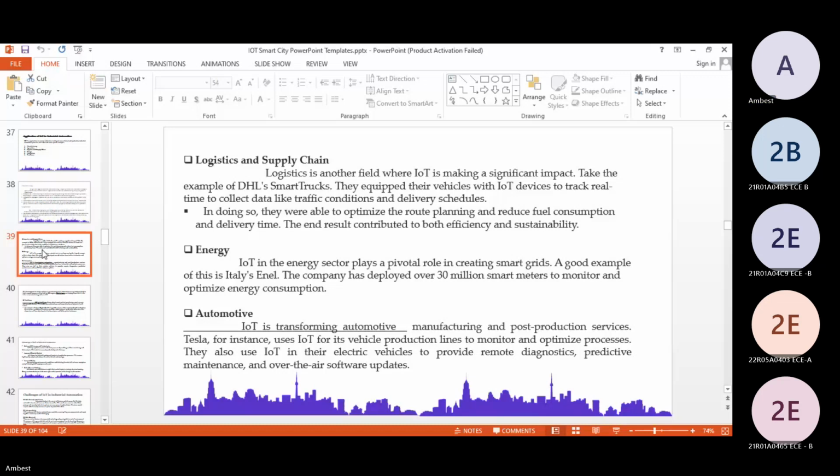The next thing is automotive. Automotive is in the post production of the processes, and an example is Tesla. In vehicle production lines, it monitors and optimizes the processes. IoT is also used in electric vehicles to provide remote diagnostics, predictive maintenance, and over-the-air software updates.